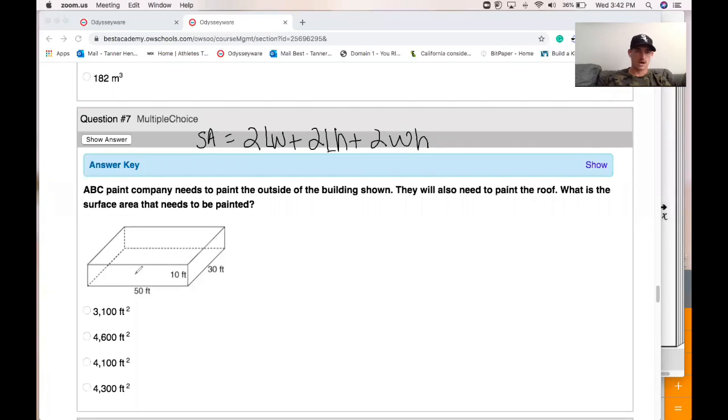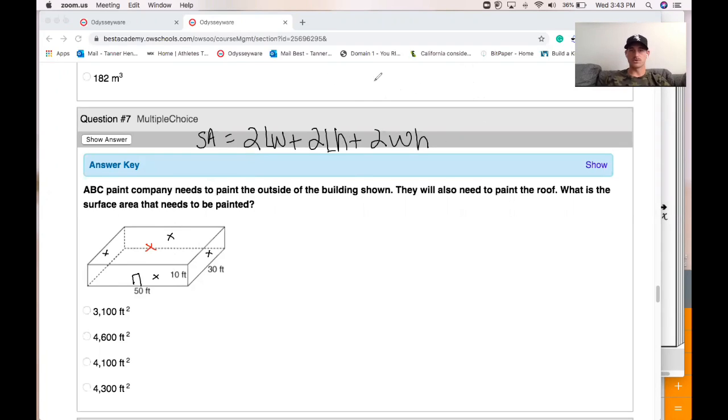So it's saying the outside of the building. So if this is a building, obviously, let's say this is the door right here. So this side needs to be painted for sure. This side, yes. The back of the building, yes. The side and the roof. To not confuse you, we'll make the roof red. So the roof is right here in the middle as well. So the roof needs to be painted.